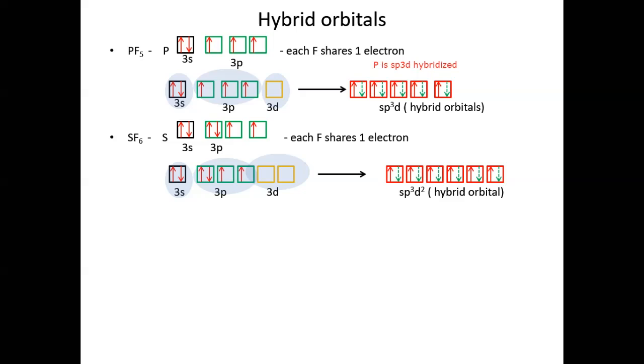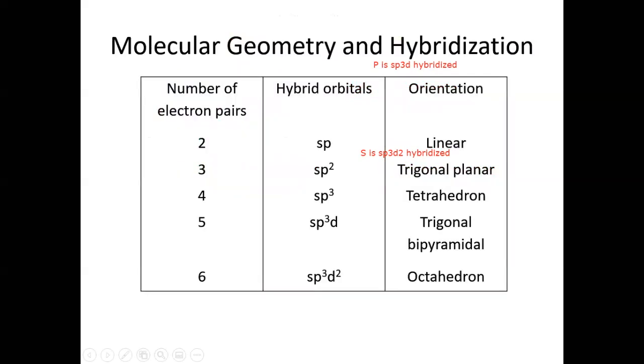And so we would say sulfur is sp3d2 hybridized. And notice that sp3d2 adds up to 6. So when sulfur has 6 electron pairs around it, it's going to be sp3d2 hybridized. But for example, sp3d adds up to 5, which means when the central atom has 5 electron pairs around it, it's going to be sp3d hybridized. Let me go back.